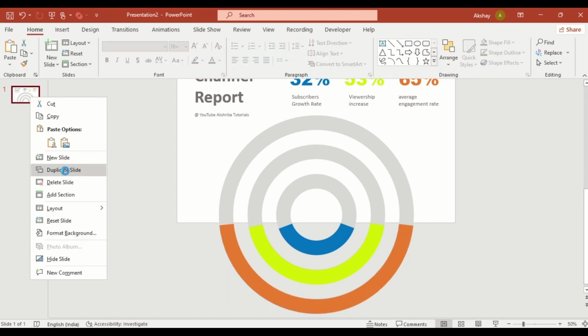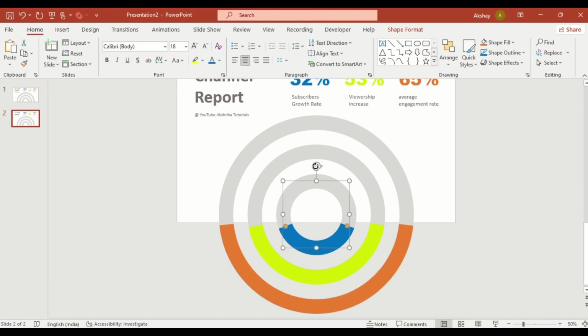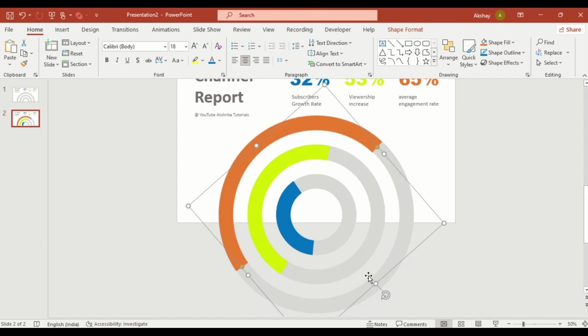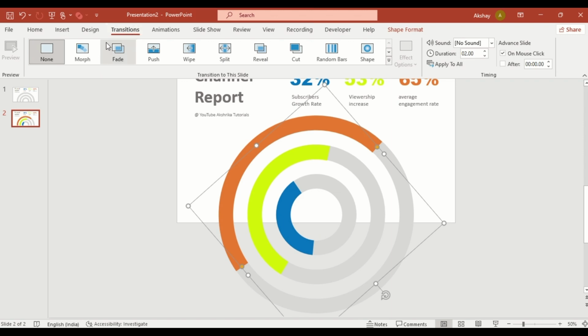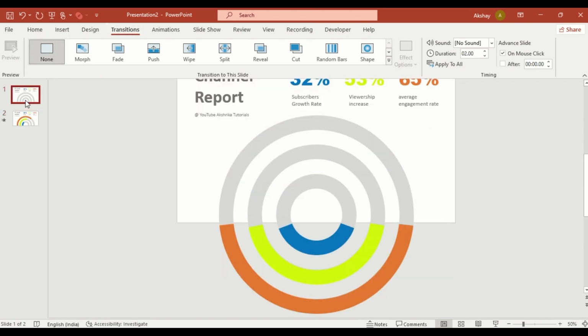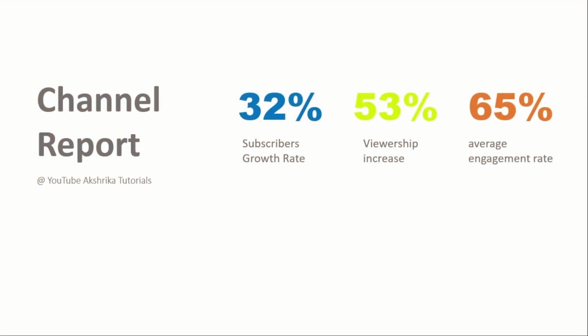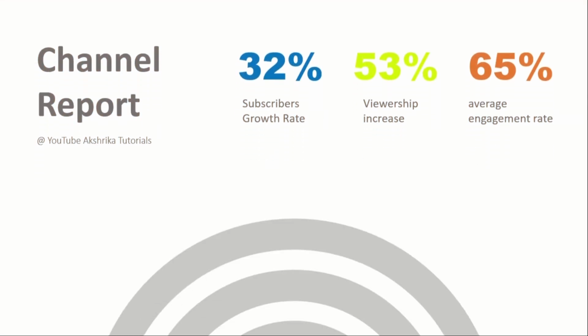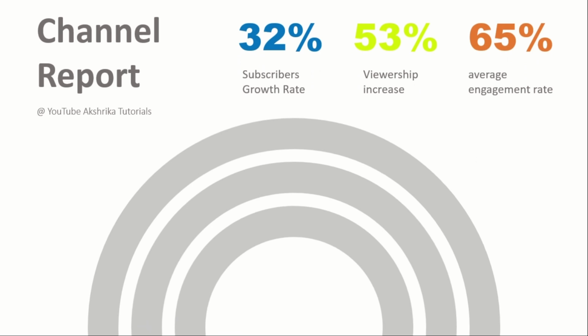Duplicate the slide. On the second one, rotate the arc by the percentage of your report to make visible changes. Now, go to transition, select more. This adds a smooth animation between the slides. And that's it. A simple but powerful way to turn a boring report into stunning visual stories using PowerPoint.